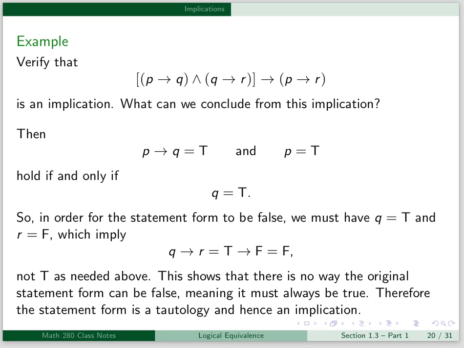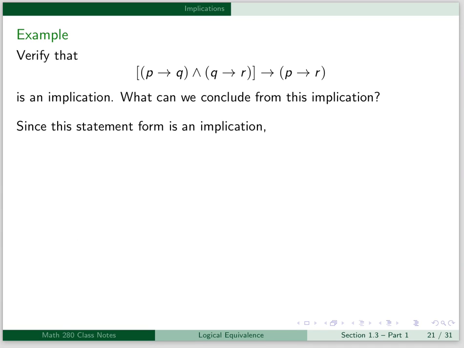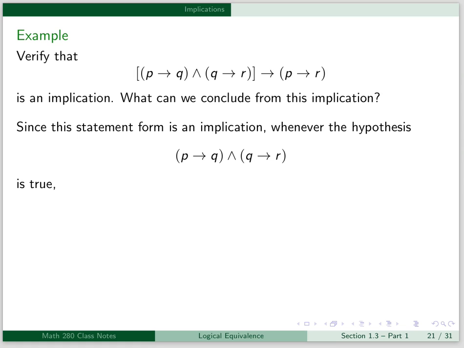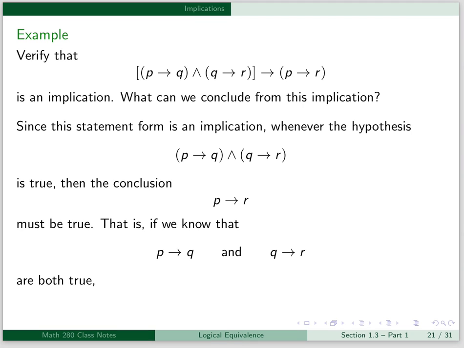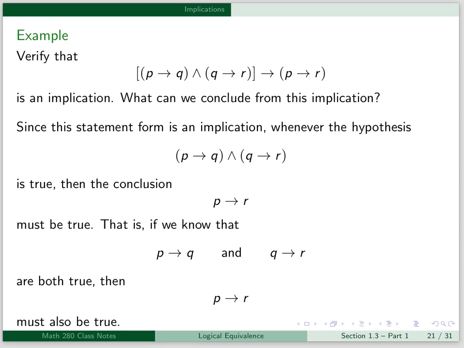Now this procedure is sometimes going to be easier and quicker than constructing a truth table. Other times a truth table might be the most straightforward way of verifying that this is an implication. Now what can we conclude from this implication? Since this statement form is an implication, whenever the hypothesis (P implies Q and Q implies R) is true, then the conclusion P implies R must be true. That is, if we know that P implies Q and Q implies R are both true, then P implies R must also be true.